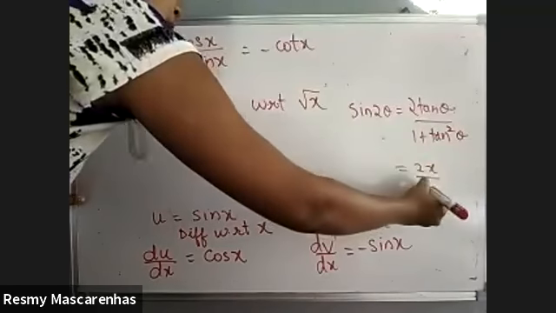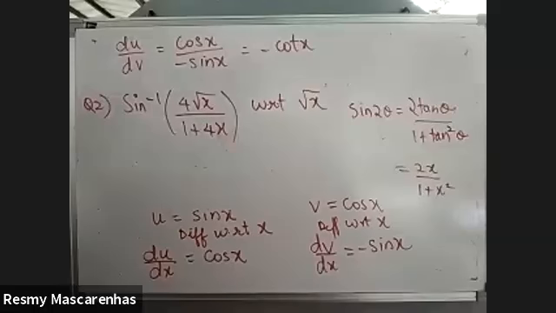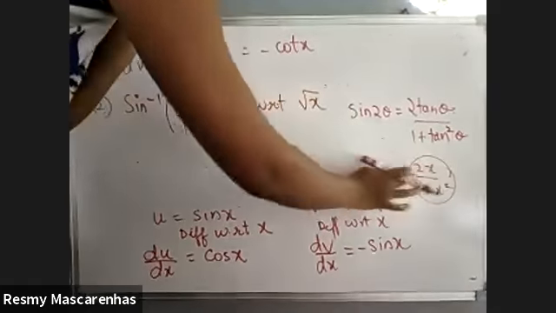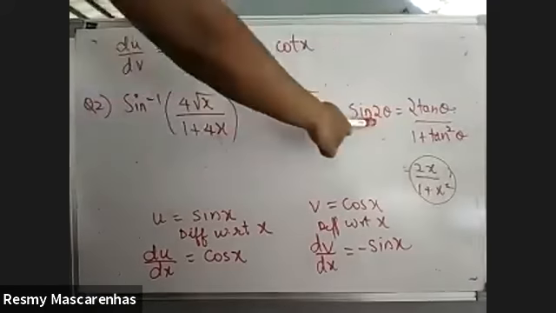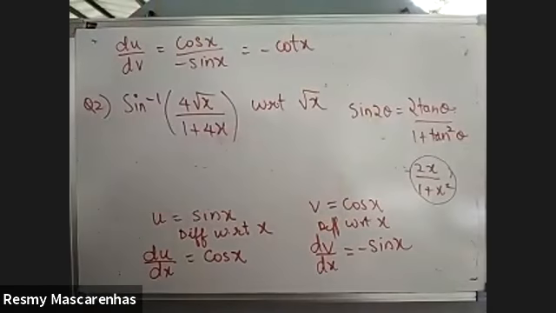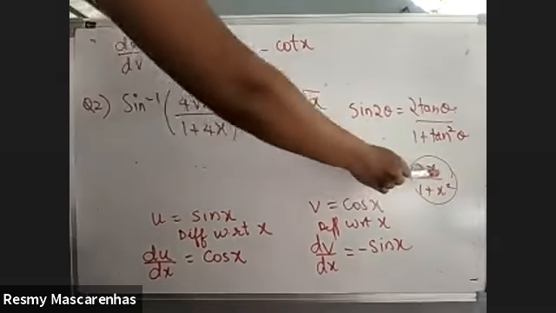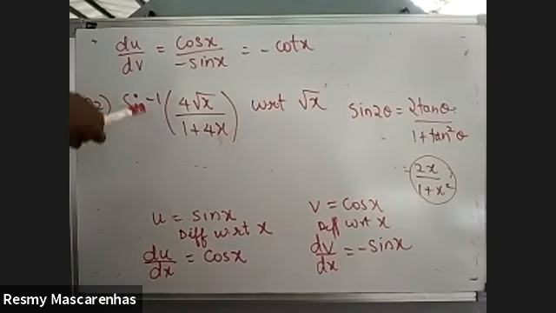What was it? 2x upon 1 plus x square was sine inverse. Okay, you had to convert it in terms of tan, then it was something like this. 2 into something upon 1 plus x square. Because from this formula, sine 2 theta is 2 tan theta upon 1 plus tan square theta. So somehow we have to arrange it in this form: 2 times something upon 1 plus x square.